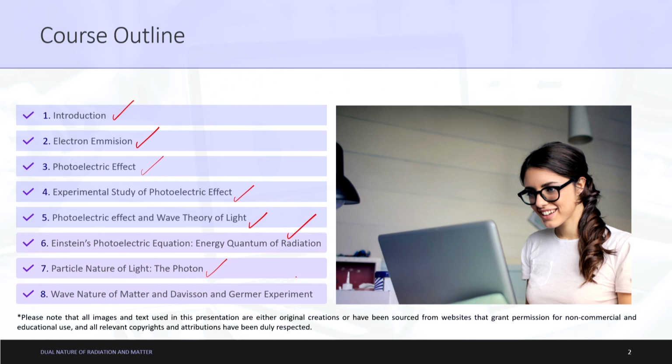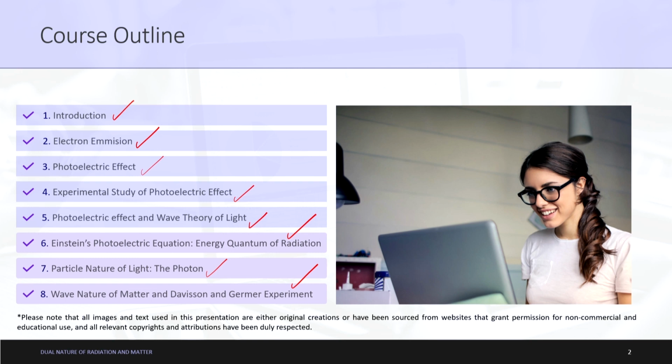And finally, there is the wave nature of matter and the Davisson and Germer experiment. What is the basis of the Davisson and Germer experiment? This can be understood as the final application of your complete dual nature of radiation and matter. So these are all the things which I will convey to you in the complete lecture series on dual nature of radiation and matter.